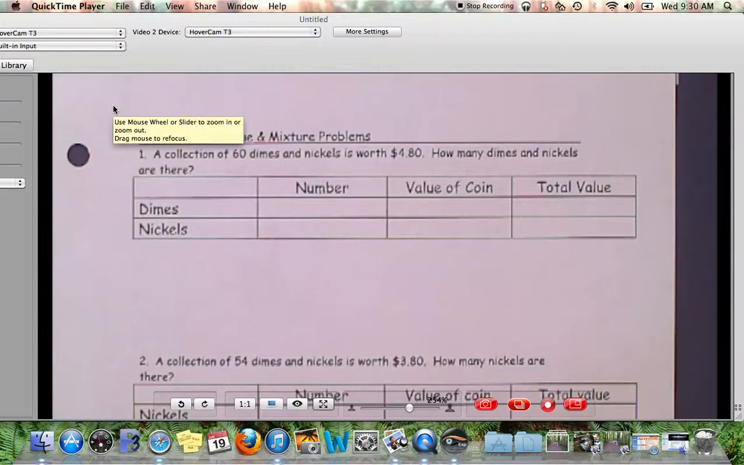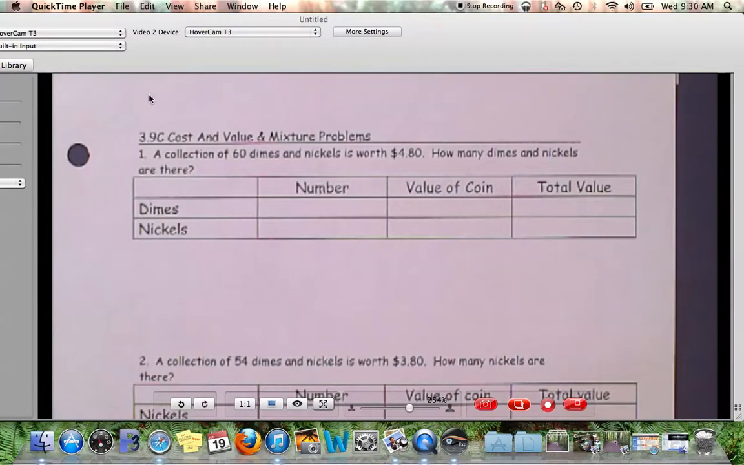Today we're going to talk about some more word problems, cost and value, and mixture problems. The cost and value tend to be a little bit easier. The mixture problems are sometimes the more challenging ones. So let's start with a couple cost and value problems.